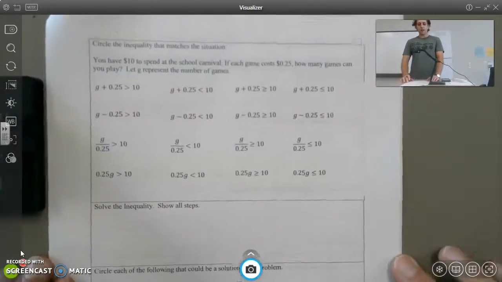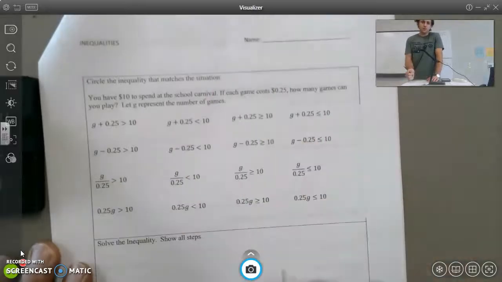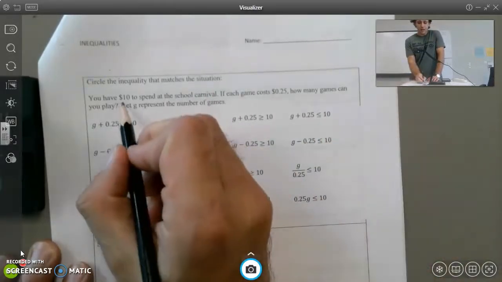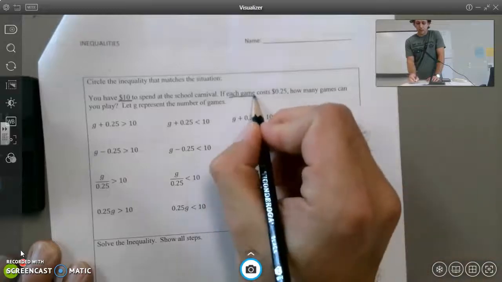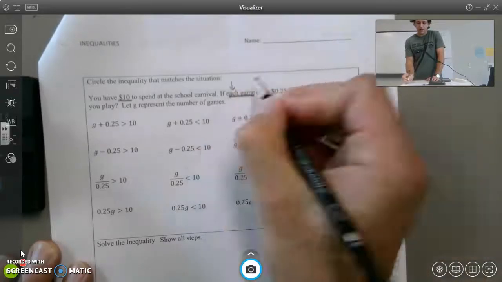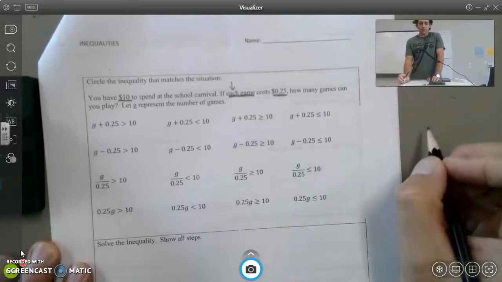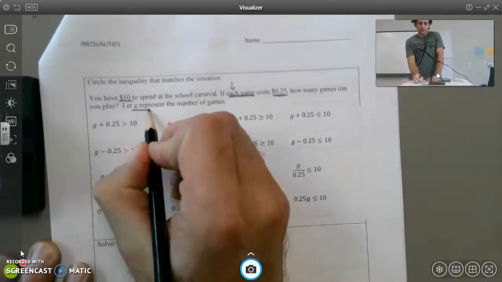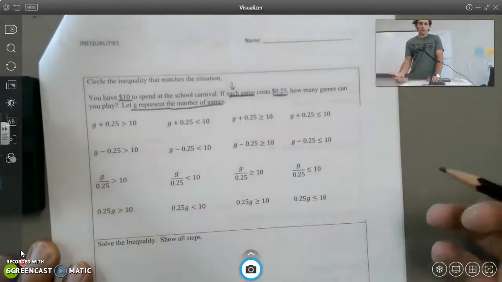Circle the inequality that matches the situation. So here I have a situation, a word problem like the equations we've solved. You have $10 to spend at the school carnival. Each game, each is a key word here, costs 25 cents. How many games can you play? Let G represent the number of games. So I need to write an expression that describes the amount of money that I'm spending.